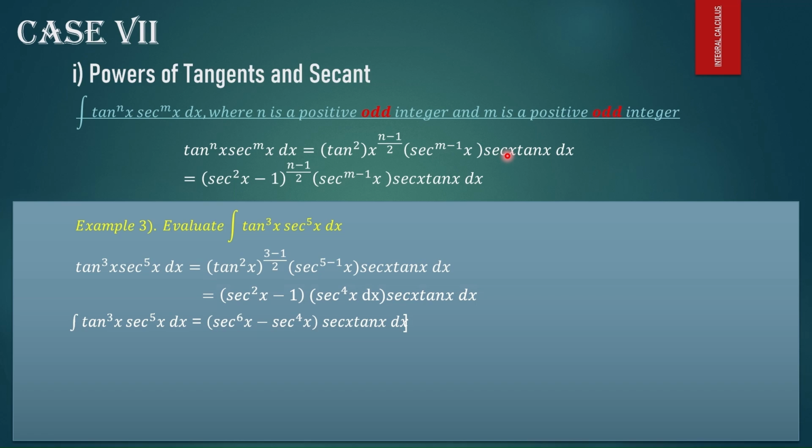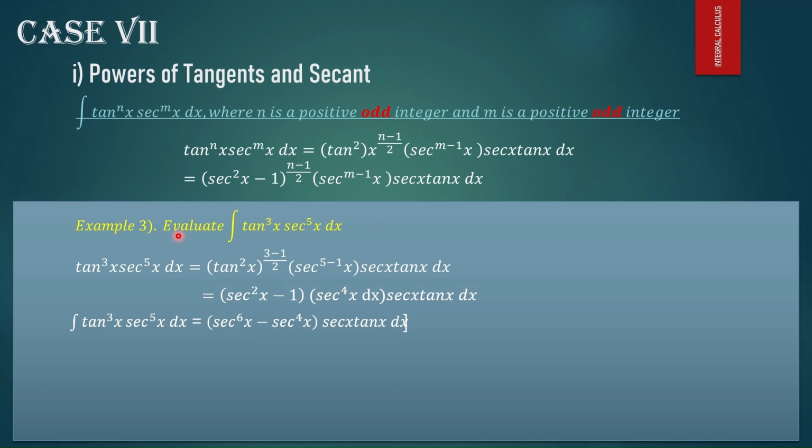We can factor out secant x tan x. So, bakit nga ba kailangan nating ilabas si secant x tan x? If you can recall, if we let secant x to be our u, we know that its derivative will be secant x tan x. So, that's the reason kung bakit kailangan natin i-factor out si secant x tan x.